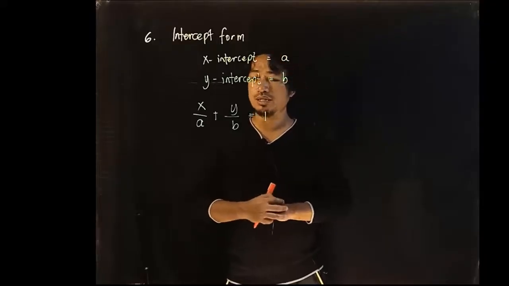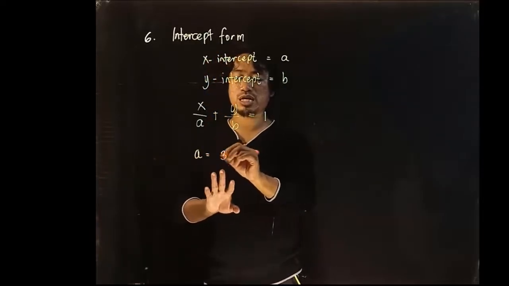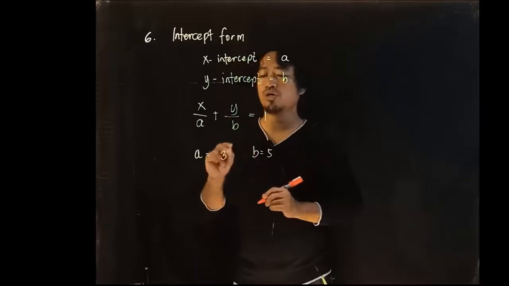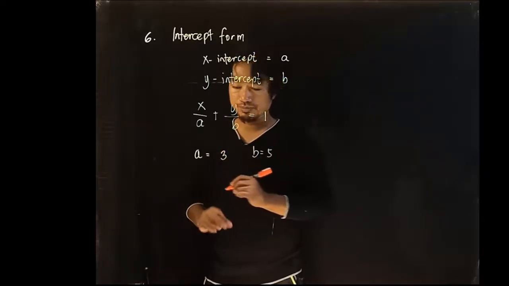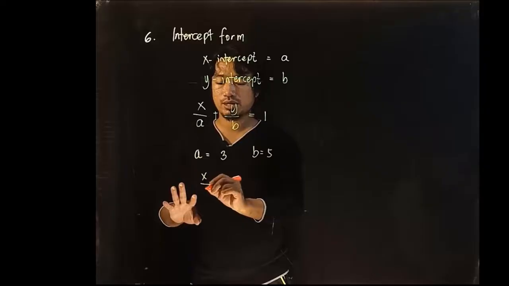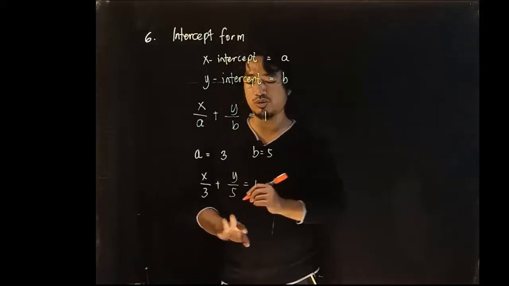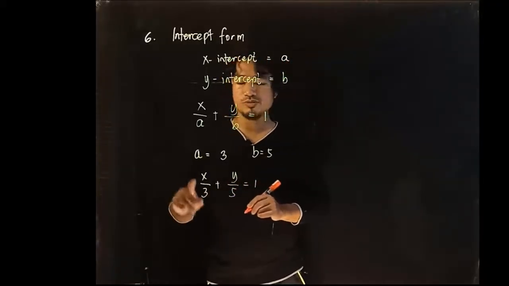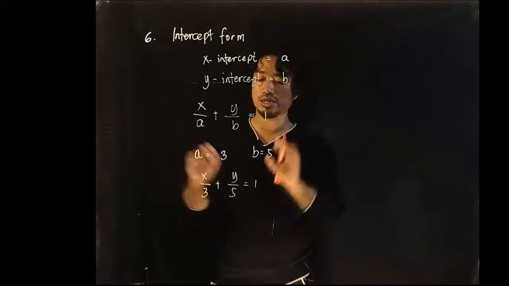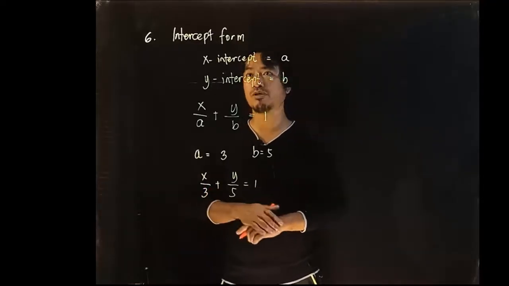So if you're given intercepts of the line, for instance, you have an x-intercept of 3 and a y-intercept of 5, we can determine the equation of the line having these intercepts. So substituting these values on this form, A is 3 and B is 5, this is equated to 1. So x over 3 plus y over 5 is equal to 1. So this is actually the intercept form having these parameters.